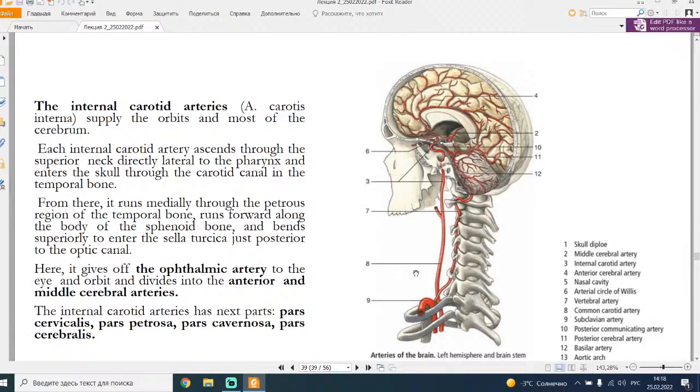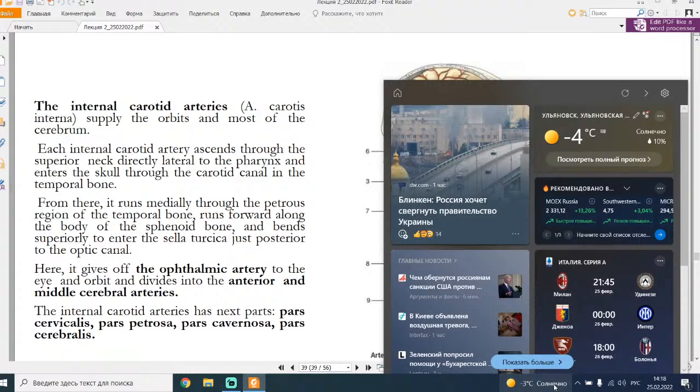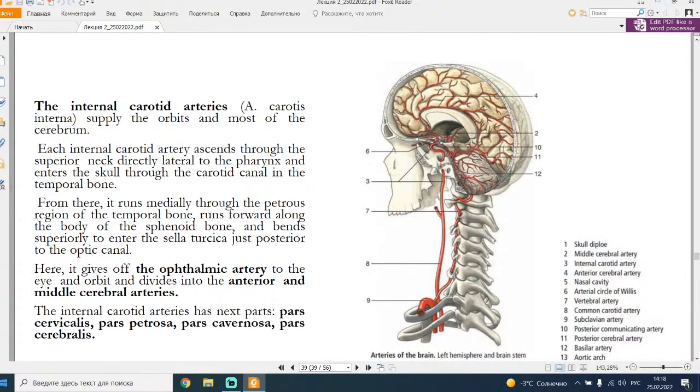Internal carotid artery, arteria carotis interna, dextra et sinistra. Supplies the orbit and most of the cerebrum. Each internal carotid artery ascends through the superior neck, directly lateral to the pharynx, and enters the skull through the carotid canal in the temporal bone, the petrous part of the temporal bone.